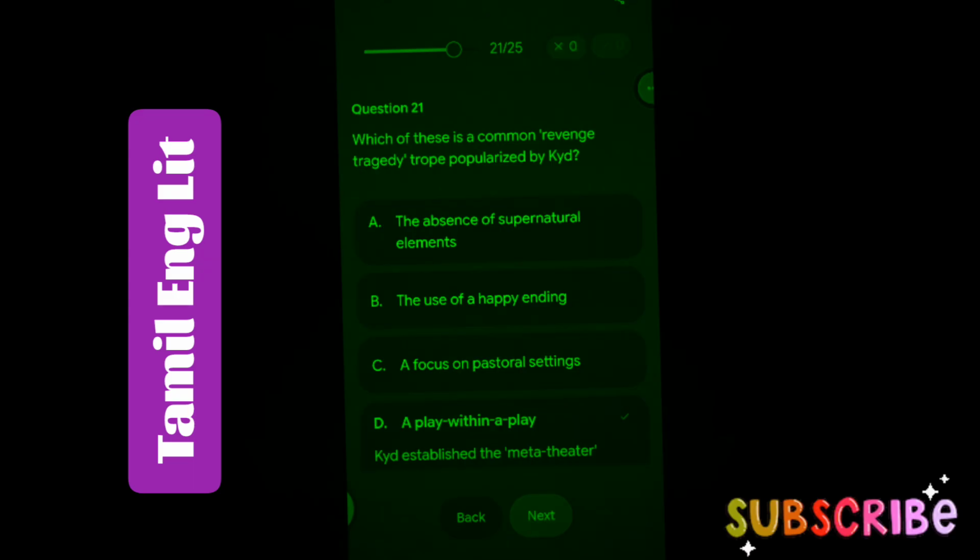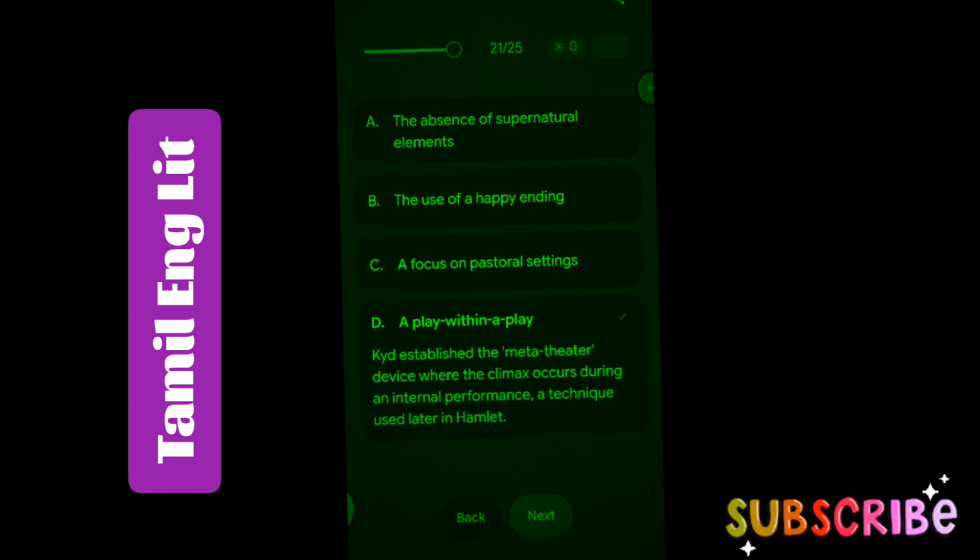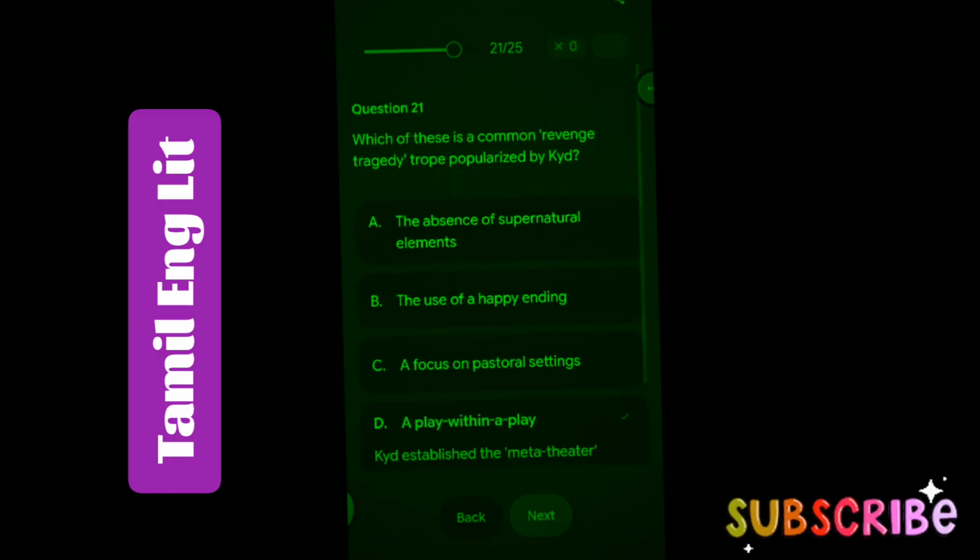Next question is, which of these is a common revenge tragedy trope popularized by Kyd? A play within a play. Kyd established the meta-theatre device where the climax occurs during an internal performance, a technique used later in Hamlet.